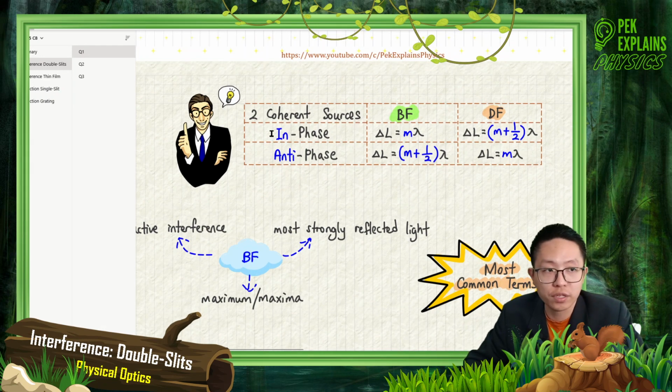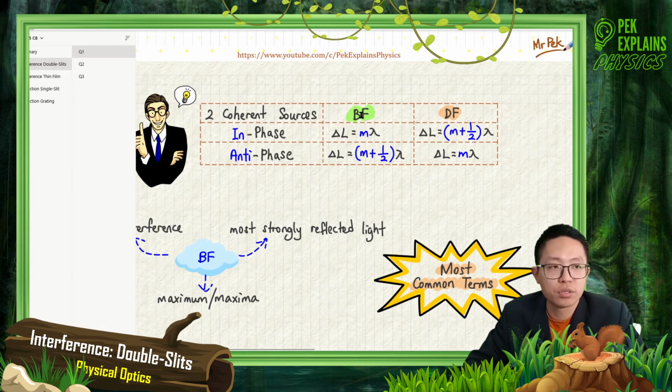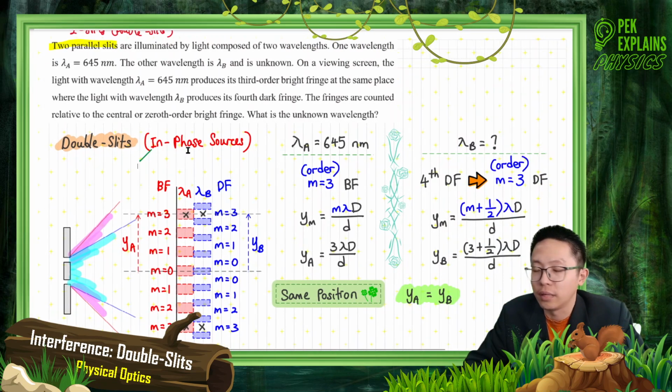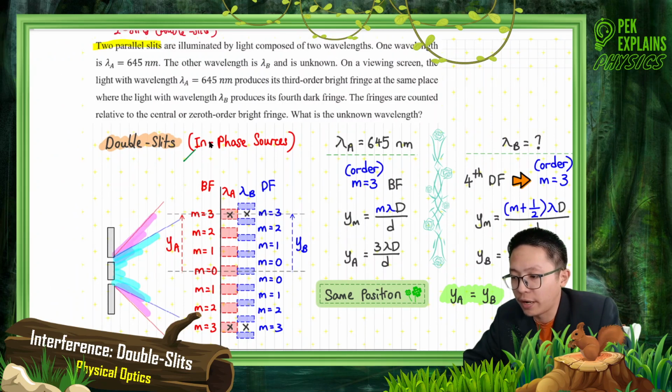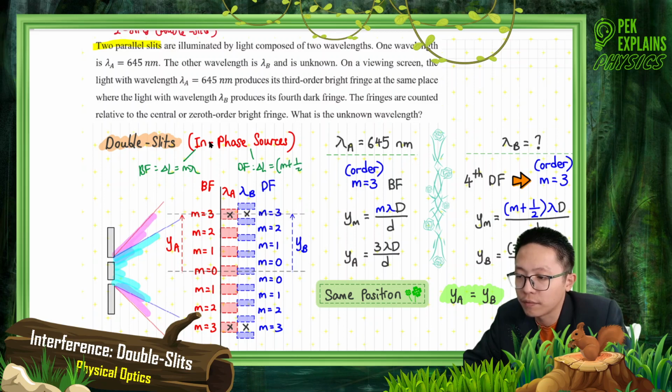If in-phase sources, to form bright fringe, the delta L must be m lambda. To form the dark fringe, the delta L needs to be m plus half lambda. That is in-phase source, delta L. Bright fringe is m lambda, dark fringe is m plus half lambda. Okay? This is about in-phase source.